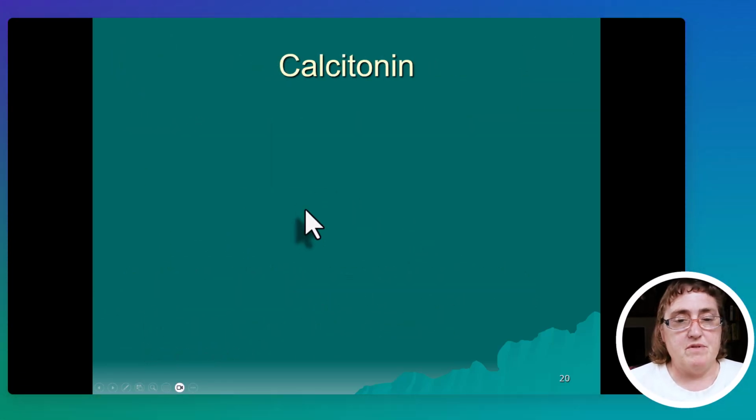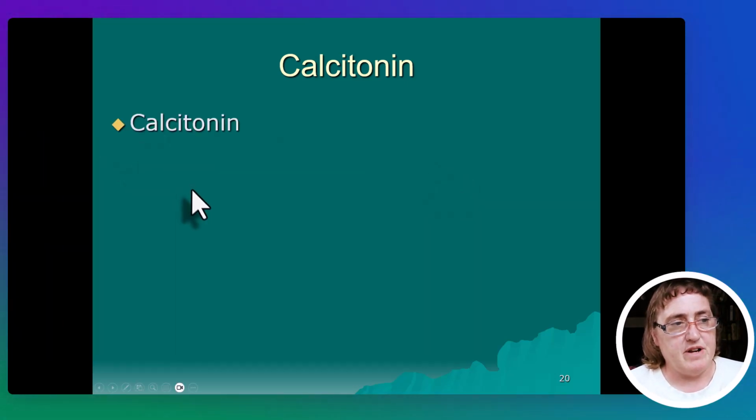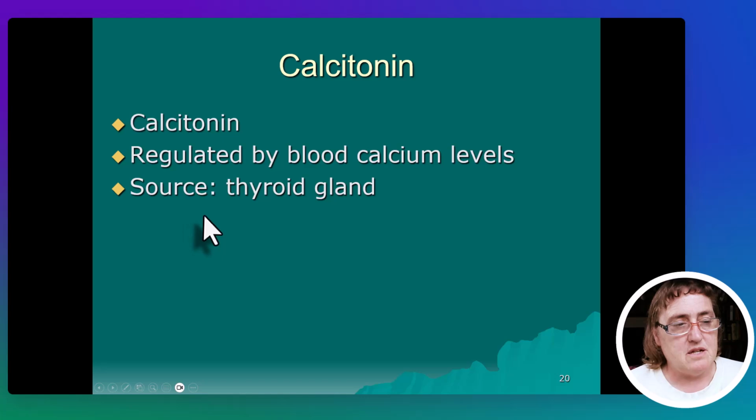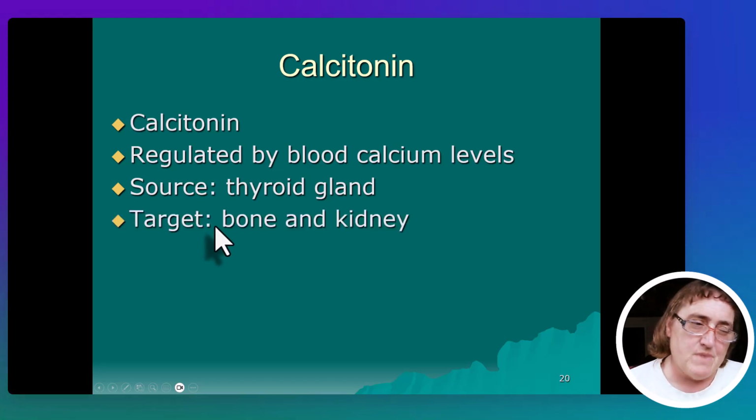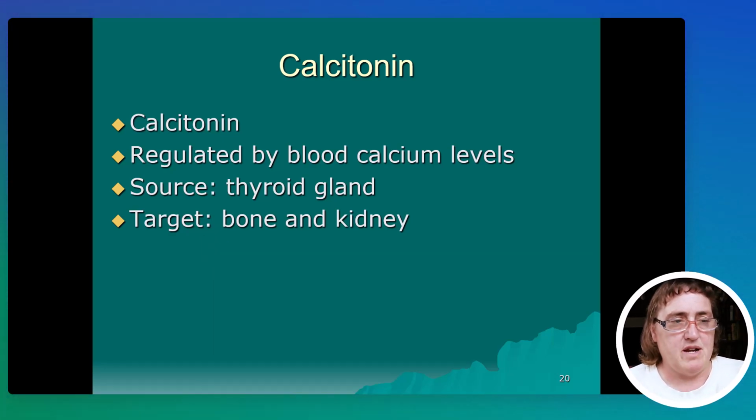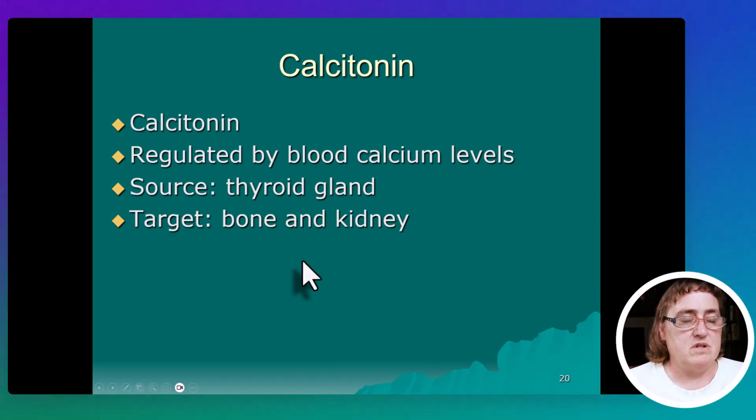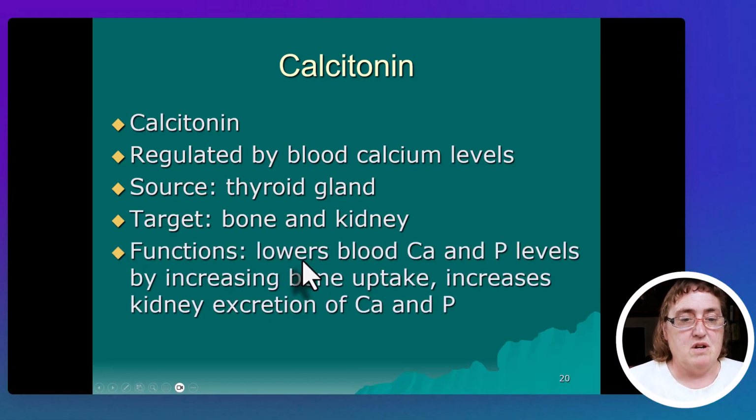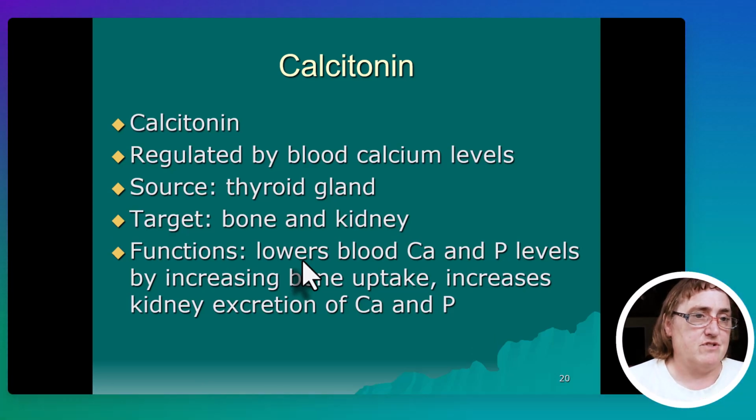All right, a couple other hormones you should know about from the rest of the glands. Calcitonin is released from the thyroid gland. It targets mostly the bone and the kidney and tells them to basically lower calcium. Calcitonin is a calcium lowering hormone. It tells the bones to soak it up and the kidneys to excrete it. So if your calcium levels get too high, calcitonin is released to tell the kidney to pee it out and the bones to soak it up.